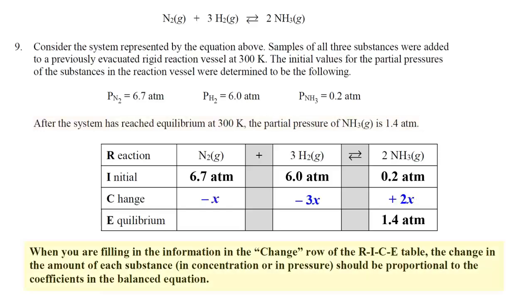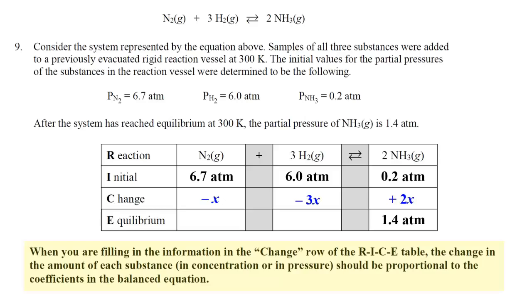What I'm going to do now is use X to represent the quantity of change, but unlike question 8, where the coefficients were 1, 1, and 1, as you can see in this balanced chemical equation, the coefficients from left to right are 1, 3, and 2. And so that's why the magnitude of change in terms of X is X, 3X, and 2X.